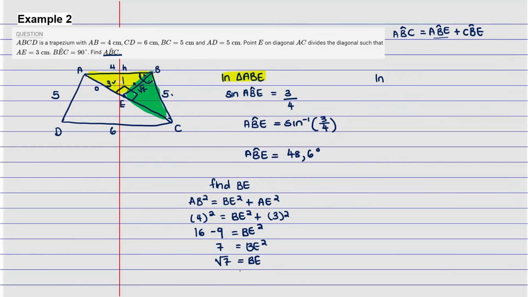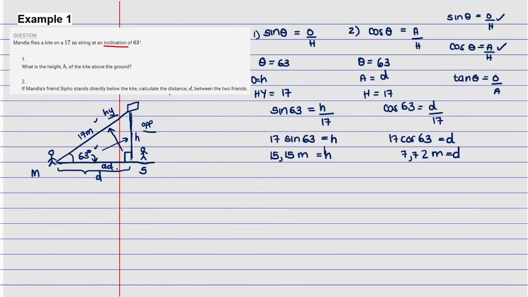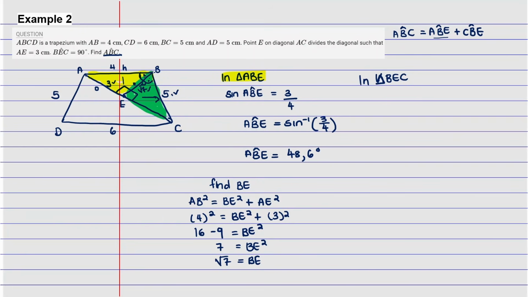So since now we know that that side is root 7, we have two sides and we can find our angle. Now in the green triangle, triangle BEC, we're looking for this angle. What are we given? We have this and this. This is adjacent and this is hypotenuse. Adjacent and hypotenuse is going to be cos, right?